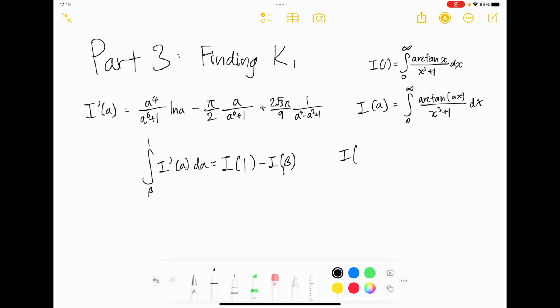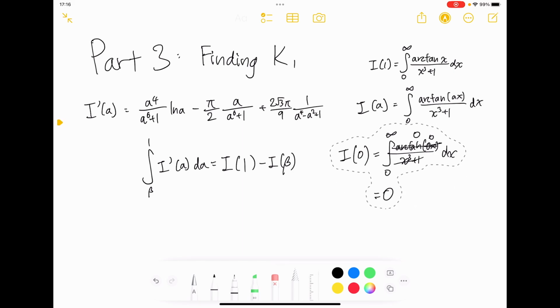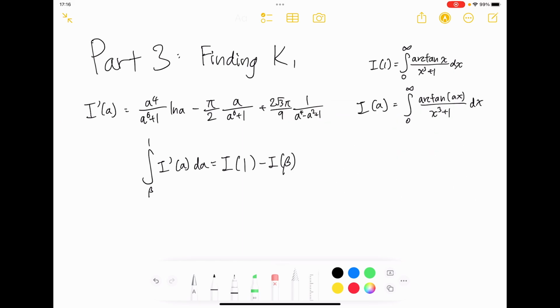So what makes I of beta 0? Well, if we set A equal to 0, or beta equal to 0, we're going to get this integral, inverse tangent of 0 times x. That's 0, because the inverse tangent of 0 is 0. So you're integrating 0 because the denominator just gets rid of it by the 0. You're integrating 0 over all space, which is from 0 to infinity, which is 0. So beta equals 0 is a perfectly reasonable choice, and we are going to use it.